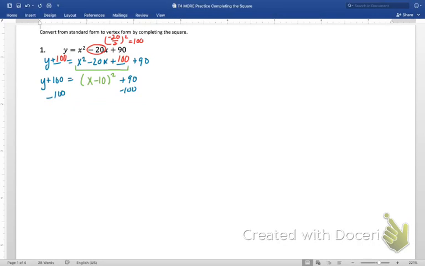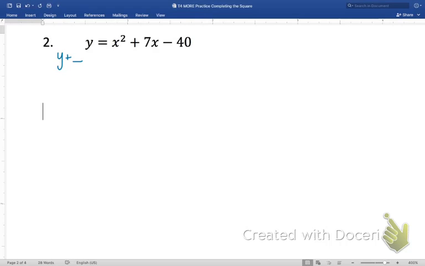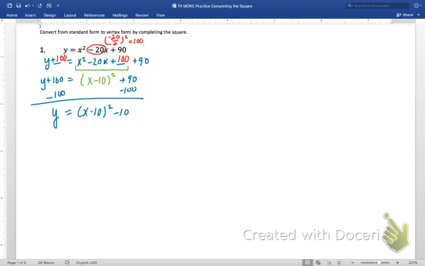That will then give us this. We then minus 100 from both sides. And then that simplifies to this final answer.